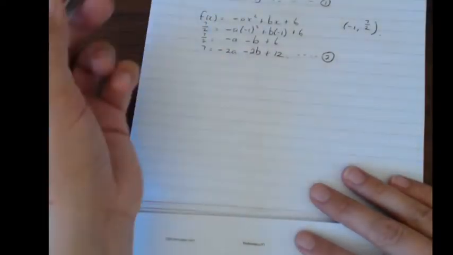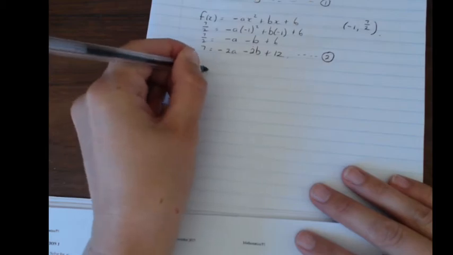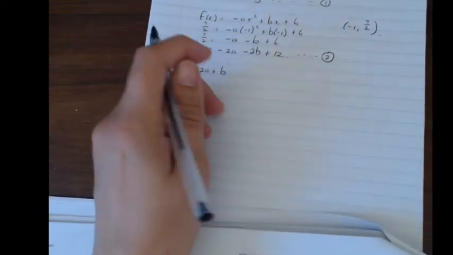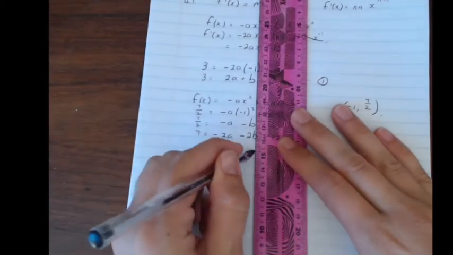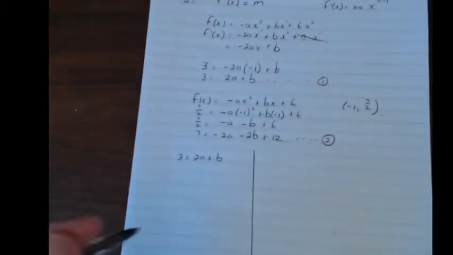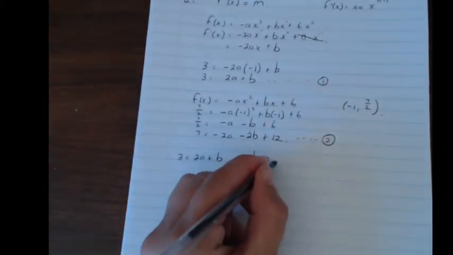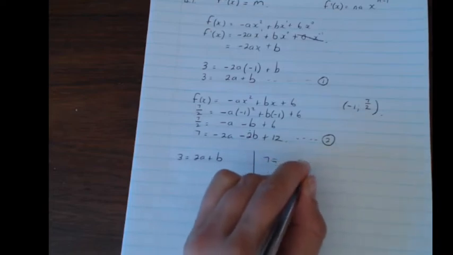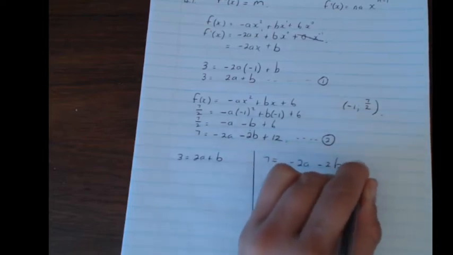Right, so let me just write these two equations here. 2a plus b, and 7 is equal to minus 2a minus 2b plus 12.